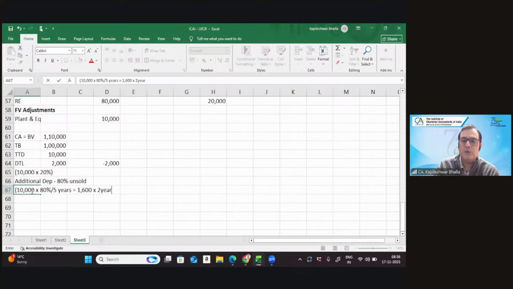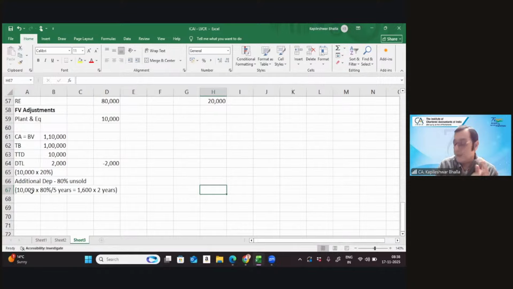And we need 2 years of depreciation. So we should be able to get a depreciation on this. So let's get the depreciation in this case. 8,000 divided by 5 is 1,600, times 2, you get an additional depreciation of 3,200. So this takes care of the additional depreciation on the asset. Good.